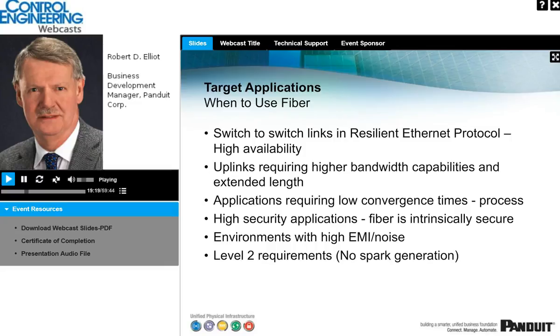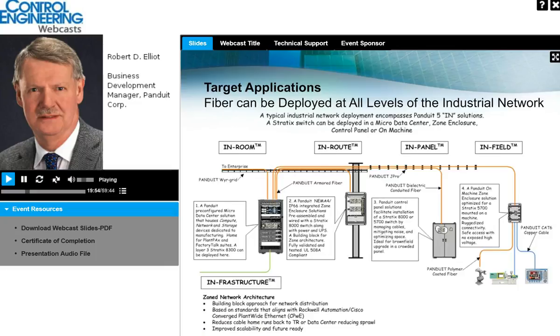Requiring low convergence time. We talked about the switch in the event of a failure. The ring will need to allow the communication to go in the other direction and effectively pick up where it left off. It takes a little time to do that, but with optical fiber, that tends to be just slightly better than copper cabling. Security, installations and applications. Environments that are subject to high EMI and noise, and of course it satisfies level 2 requirements with no spark generation.